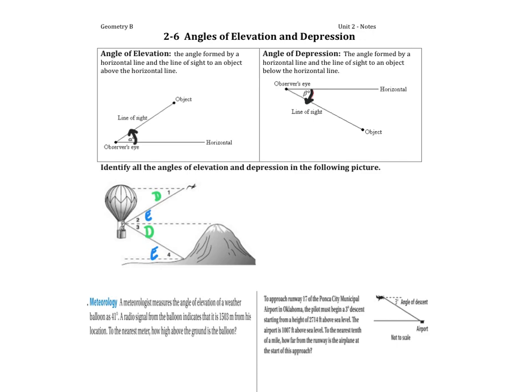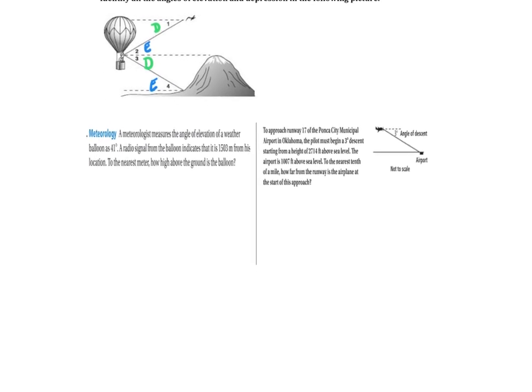All right, now that we have the vocabulary squared away, let's do a couple of examples. A meteorologist measures the angle of elevation of a weather balloon as 41 degrees. A radio signal from the balloon indicates that it is 1,503 meters from his location. To the nearest meter, how high above the ground is the balloon?